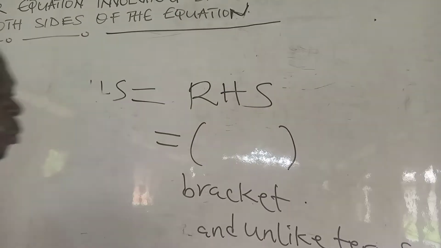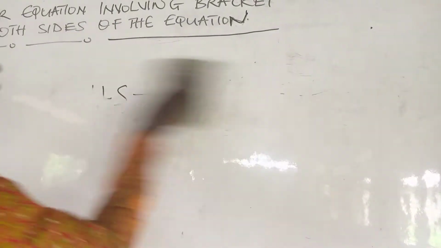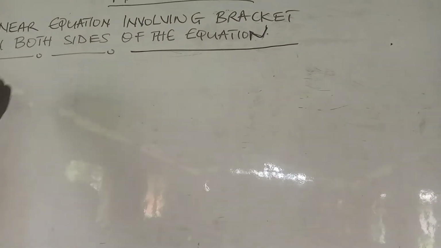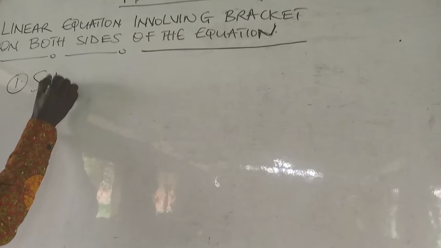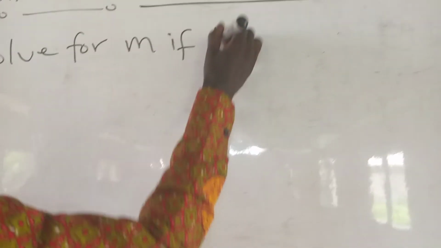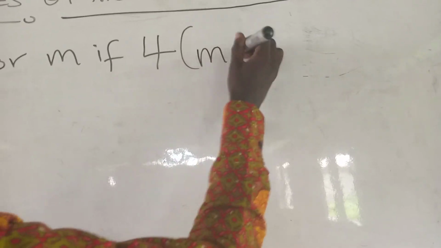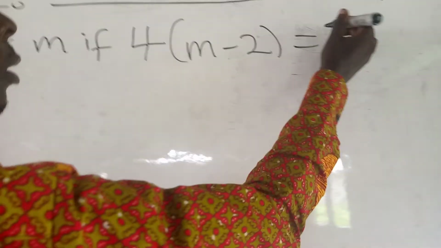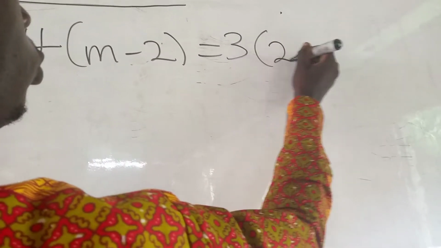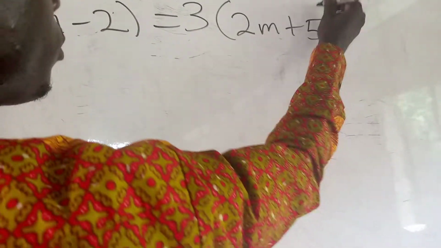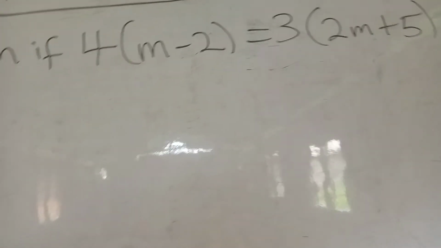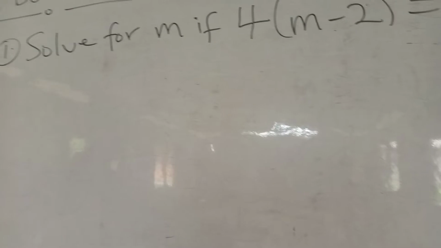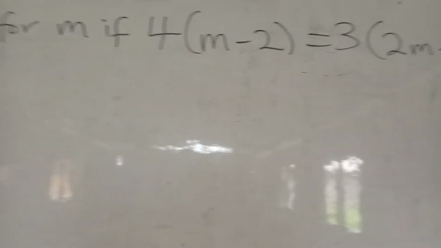Our first example. Solve for m, if 4(m minus 2) is equal to 3(2m plus 5). So we now see that there is bracket on both sides of the equation.